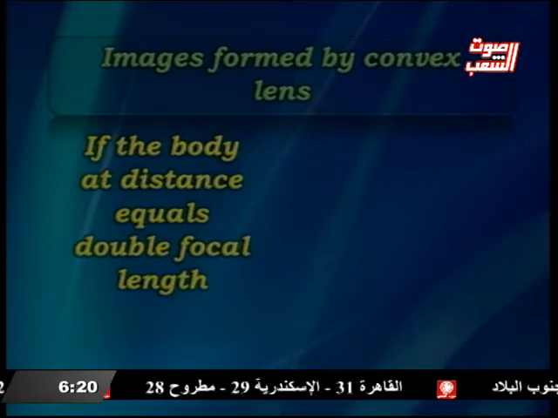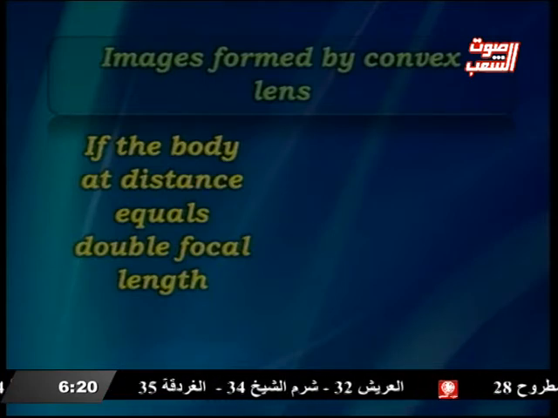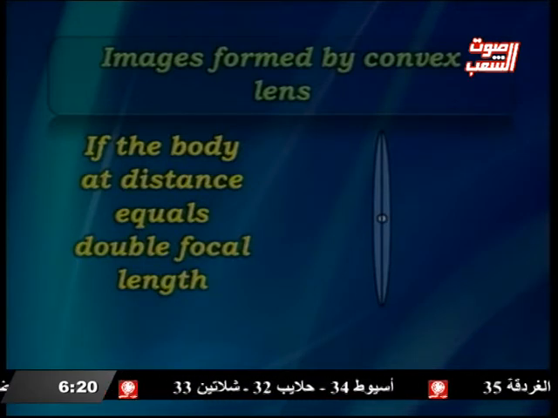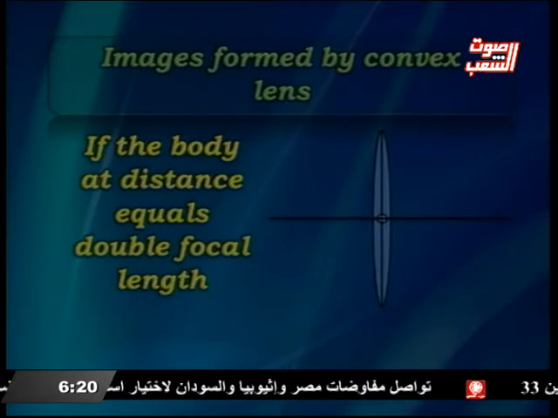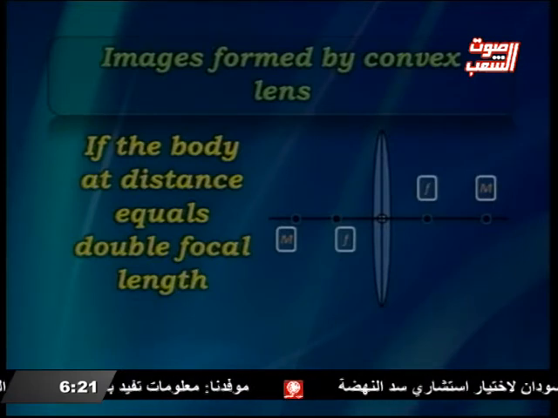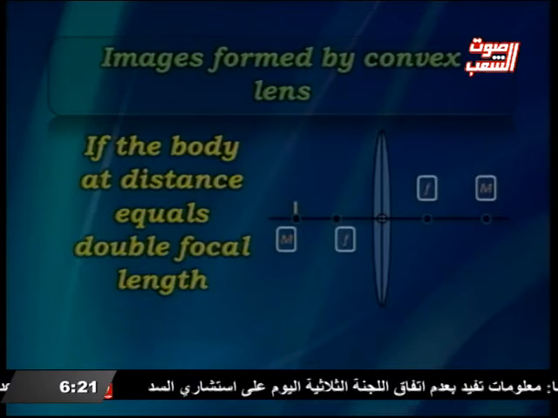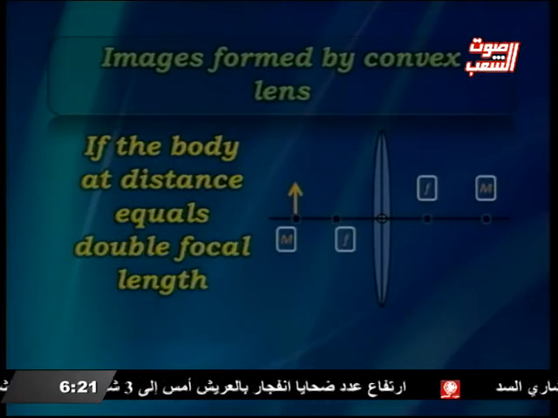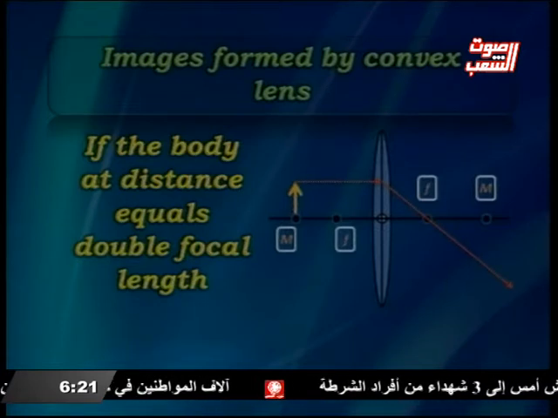So the body is on a point called the center of curvature. Here we have the convex lens, and we have the principal axis, and after that we have the 4 points like this. We have 2F and 2M at the same time, like any case of the concave mirror and convex lens. So the body is on 2M. After that, the light ray that passes from the head of the arrow makes refraction passing through the focus.